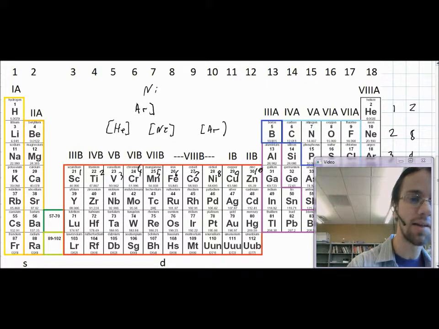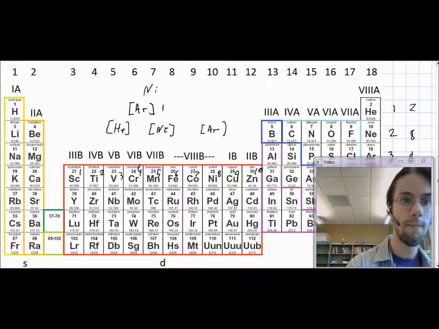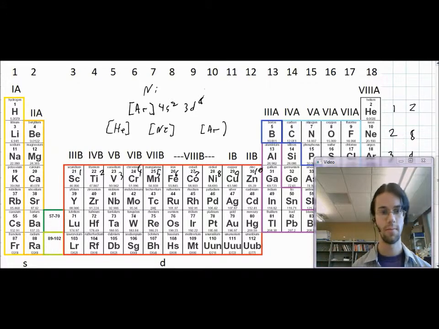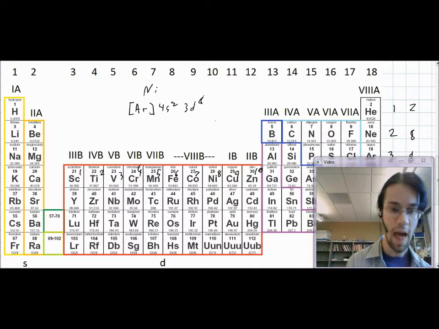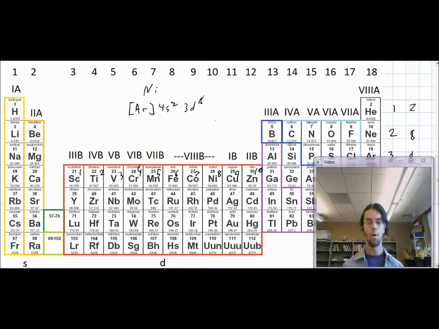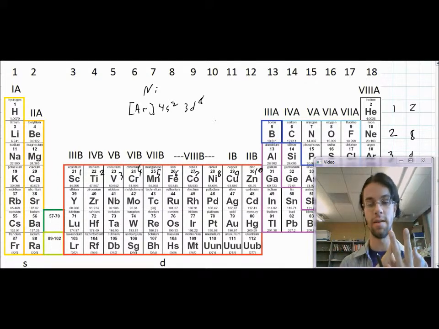argon in brackets 4s2 3d8. Now it's time to teach you guys a whole new rule. So I'll leave that up there for a minute. And that is that when all of the orbitals are half filled, they are happy. They find themselves to be stable when they are both filled and when they are half filled.